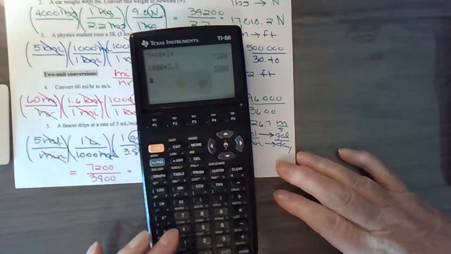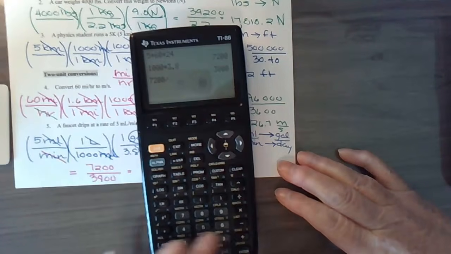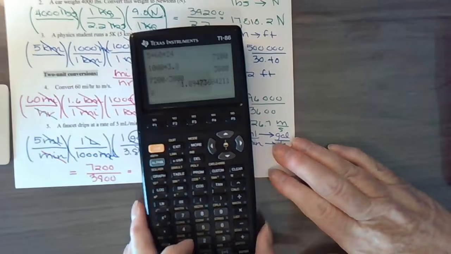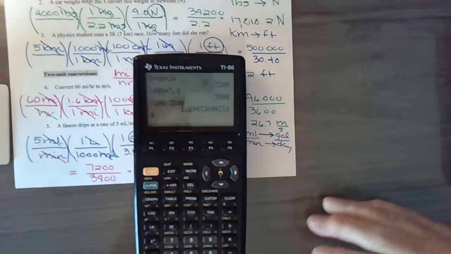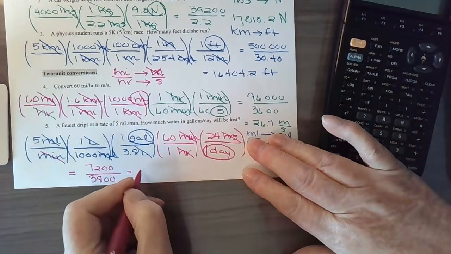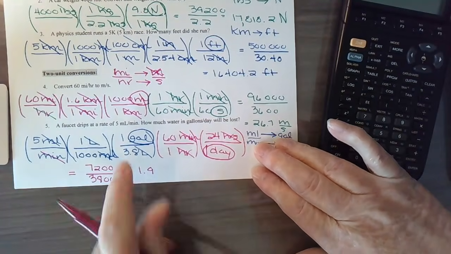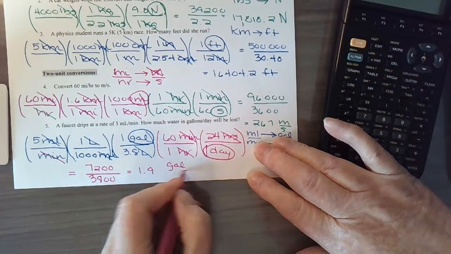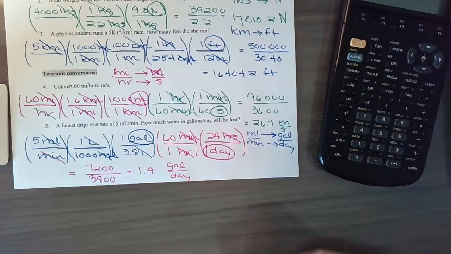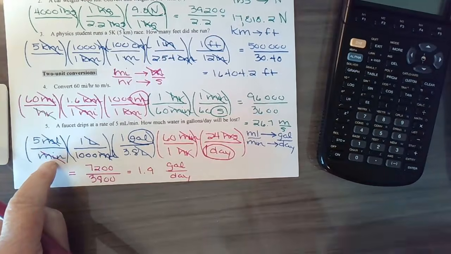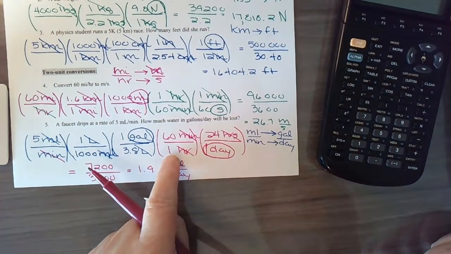Now I'm going to divide them. 7,200 divided by 3,800. And I'm going to round off to 1 decimal place. So that would be 1.9. I don't know why that's so blurry on my calculator screen, but it's 1.9. All right, 1.9 gallons on top, day on the bottom. Gallons per day. So if your faucet was dripping 5 milliliters every minute, you would end up with 1.9 gallons by the end of the day.